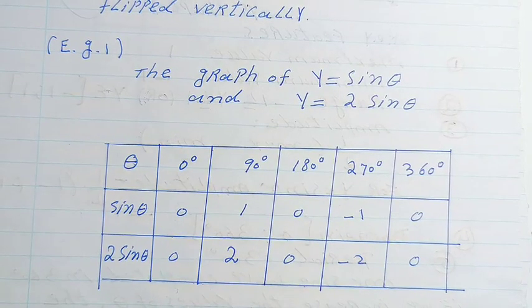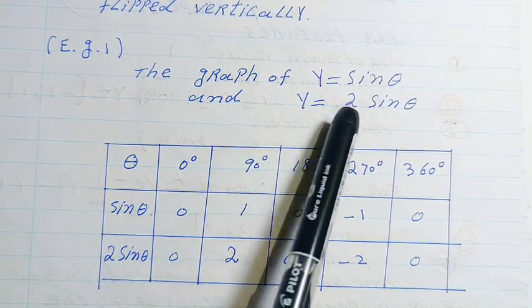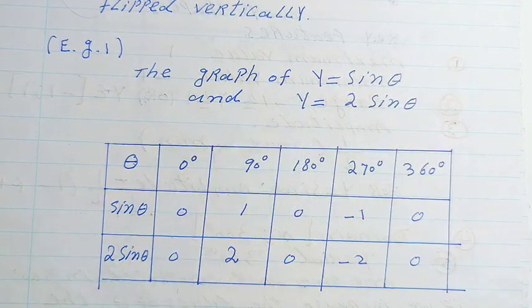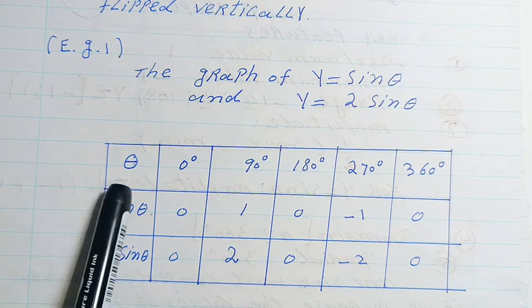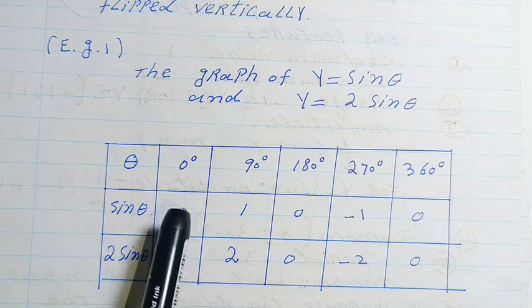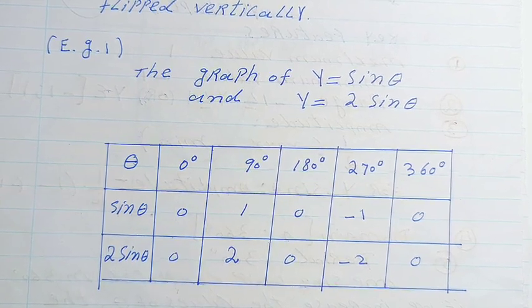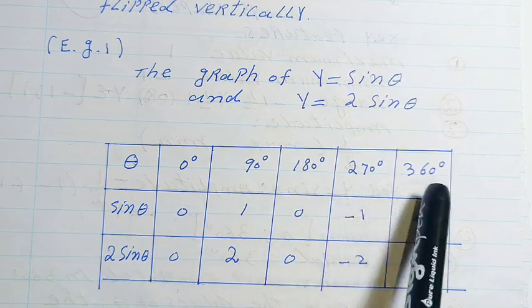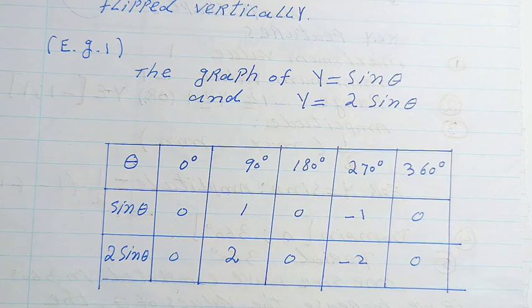Say we have this example. The graphs of y is equal to sine theta and y is equal to 2 sine theta. I need to sketch these graphs. So the theta stands for the angles. So we count angles in 90s: 0, 90, 180 degrees, 270 and 360. You can punch the calculator also, you will find these answers.